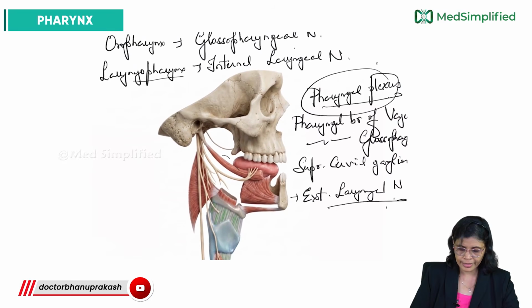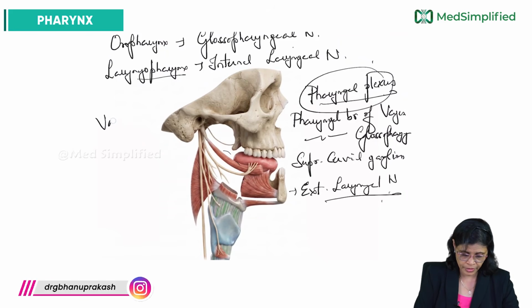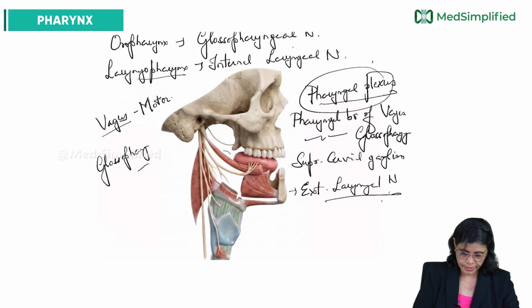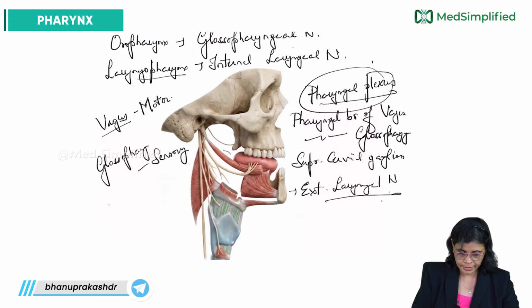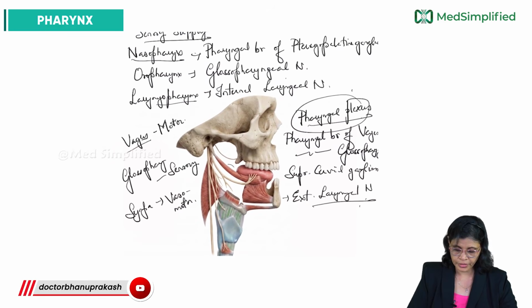So this plexus lies on the buccopharyngeal fascia, covering the middle constrictor muscle. What you have to remember here is the fibers which come from the vagus are mainly motor. The vagal fibers are mainly motor. The glossopharyngeal fibers are sensory. And the sympathetic fibers are vasomotor, that is, they supply the blood vessels. So that is about the nerve supply of the pharynx.